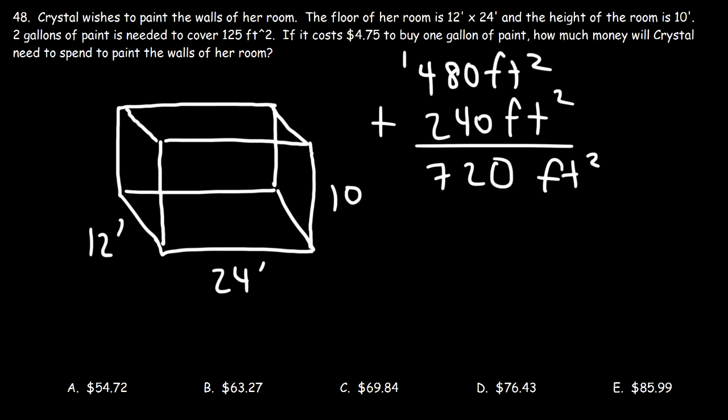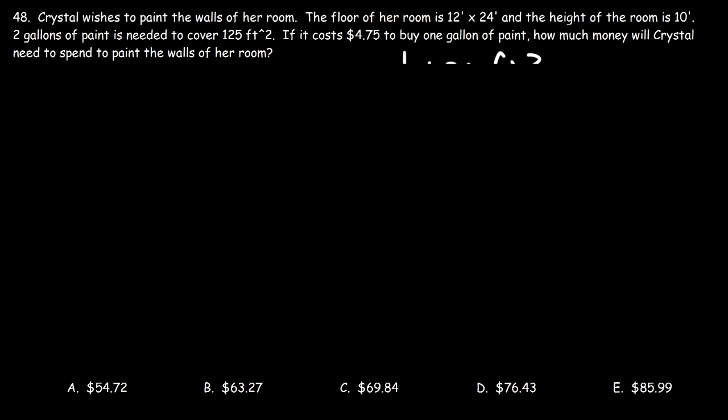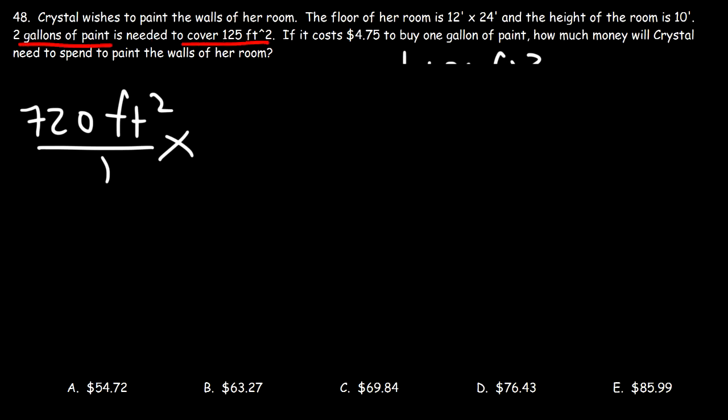So now that we have the surface area of the walls that she needs to paint, we can now use that figure to calculate how much money she needs to spend to paint those 4 walls of a room. So let's start with 720 square feet. We need to convert this to dollars. So the first conversion that we have is that 2 gallons of paint corresponds to 125 square feet.